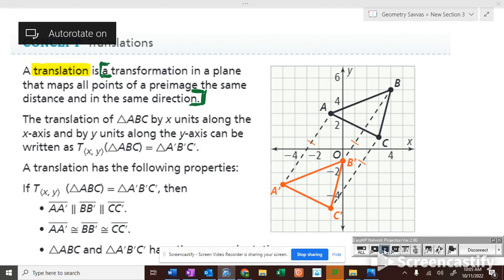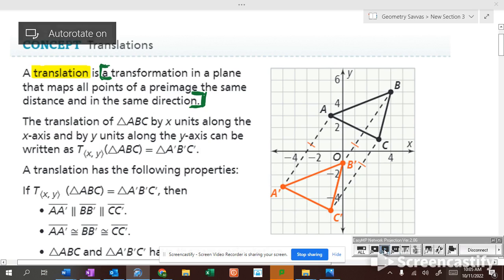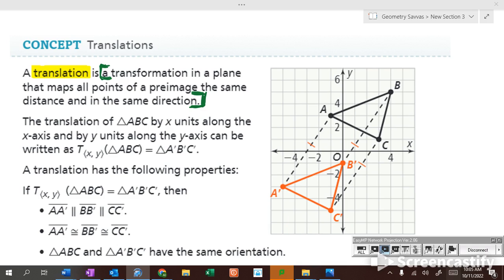Okay, so when we translate, every point goes the same distance, the same direction. So if A goes 4 back and 6 down, B will go 4 back and 6 down, and C will go 4 back and 6 down. That's what a translation is. Every point moves the same direction and the same distance.